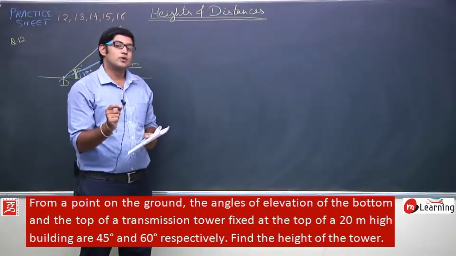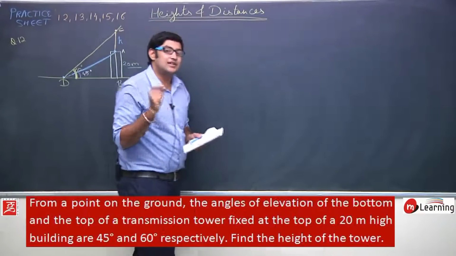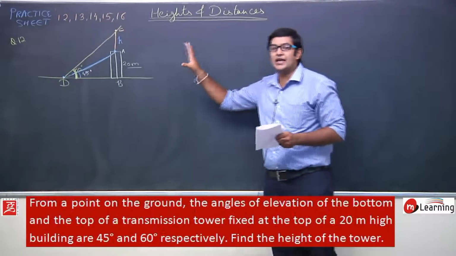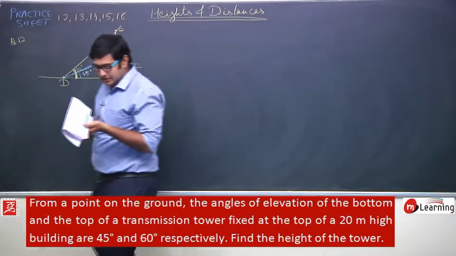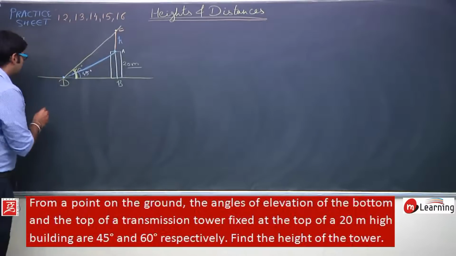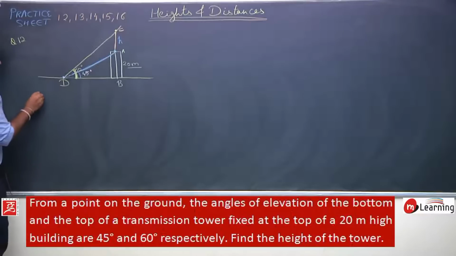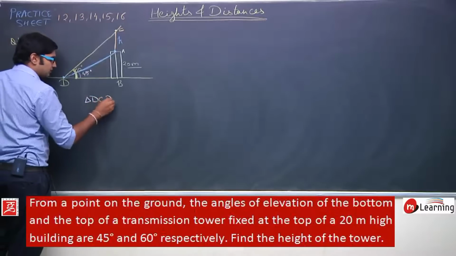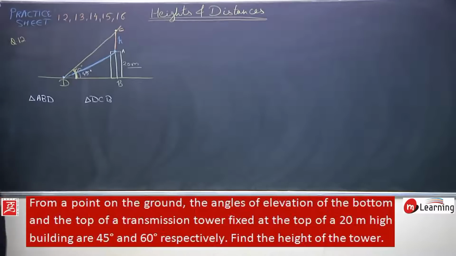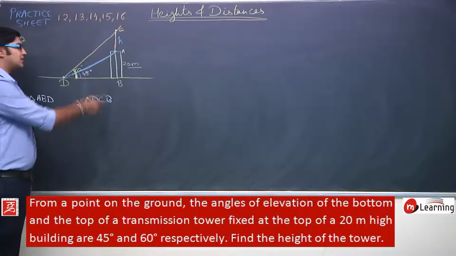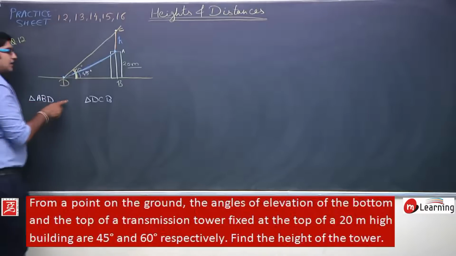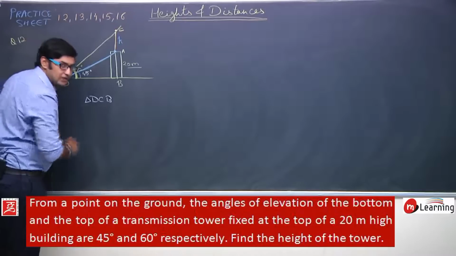Okay. Now the next task is to determine the right angled triangles that are formed in this particular diagram. The right angled triangles that are formed here are, one is triangle ABD and another is triangle DCB. These are the two triangles that you can observe, okay, because the angles given, 45-degree angle is given in triangle ABD and 60-degree angle is given in triangle DCB, okay.